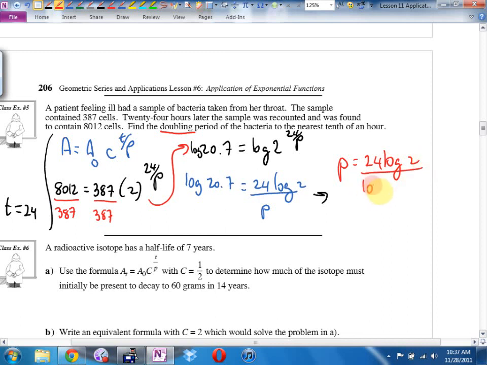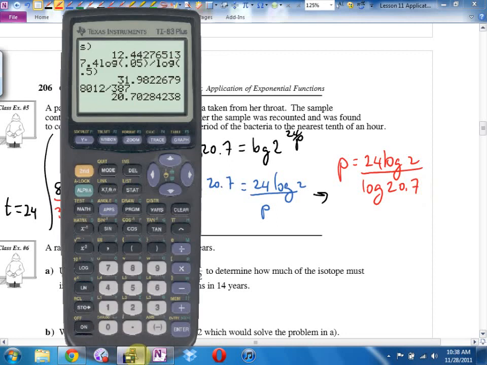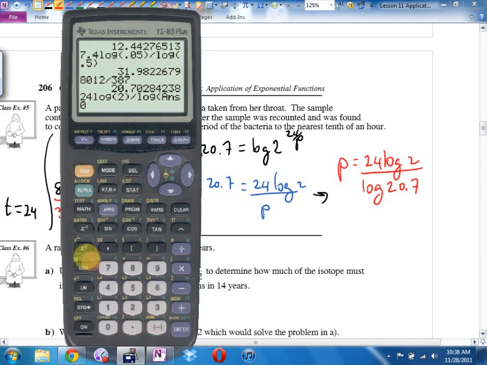Do you get just shy of 5.5 days? Oh, what does it say? To the nearest tenth of an hour? 5.5 hours? So every 5.5 hours, this population doubles. At 11 hours, you'd have twice as much. 16 and a half hours, you'd have four times as much. Okay.